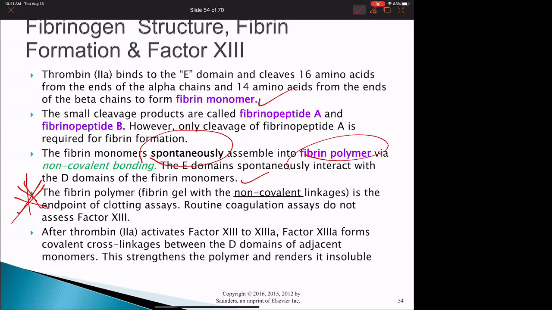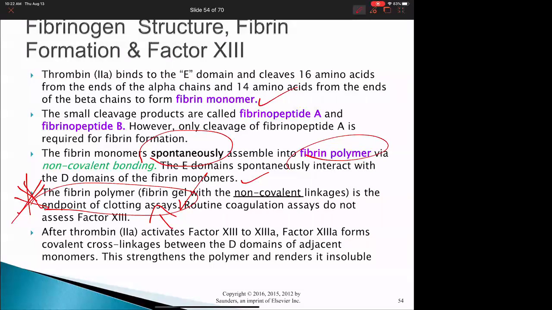Now, this polymer is the end point of clotting assays. What this means is that when we are detecting these clots in our coagulation systems, this is the last point that these clots can be detected. So this fibrin polymer can't detect anything beyond that. So routine coagulation assays do not assess for factor 13, which I will get to in a little bit.